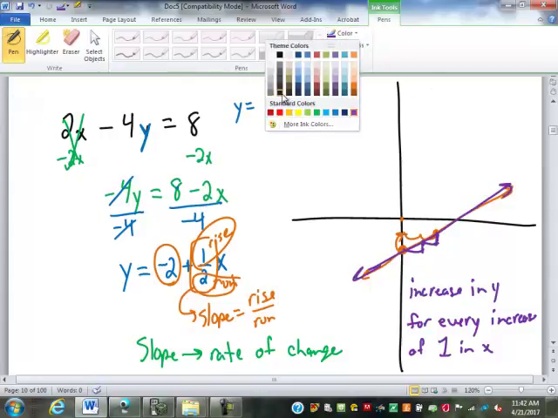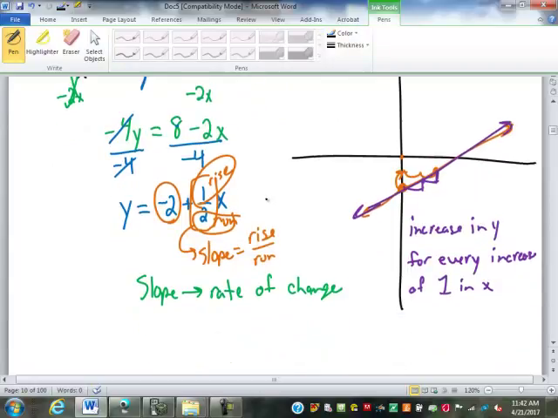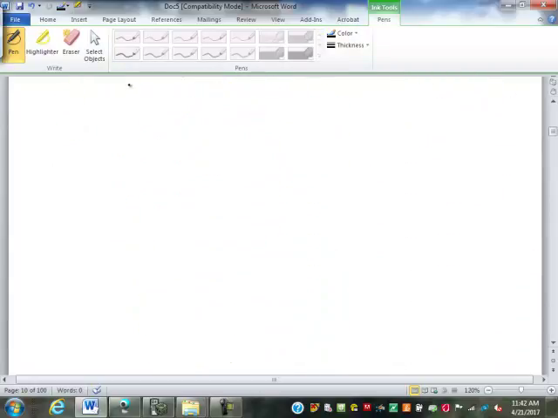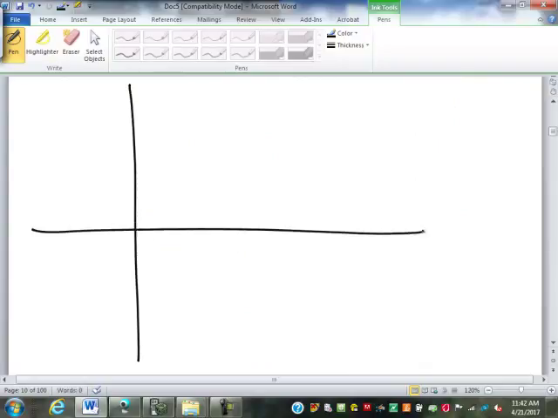So for the first part of today, I want to focus in on that slope a little bit more. If we have points on the graph, well, let's say I have the point 2, 1, and the point, let's go 5, 3.